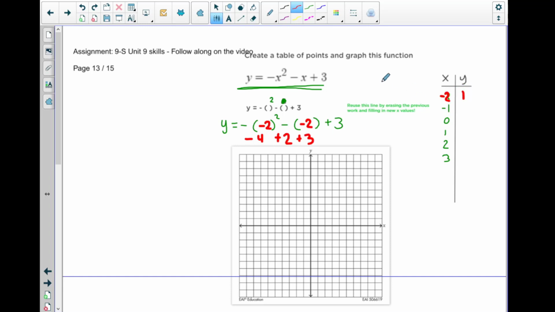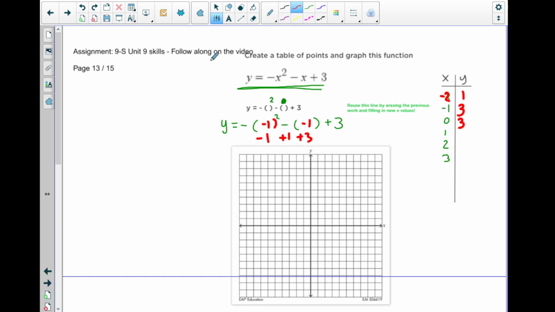So 1. Okay, then I'm just going to erase everything that I did. I didn't want to erase the parentheses, but that's okay. And I'm going to plug in negative 1 to both my x's, right? There's 2 x's here. Negative 1 squared is positive 1 times negative 1 is negative 1, minus negative 1 is plus 1, double negative, and then plus 3. So it's 3. 0 we can do in our head because if it's 0, this is 0, this is 0. It's just 3. You see, that's a real easy one.